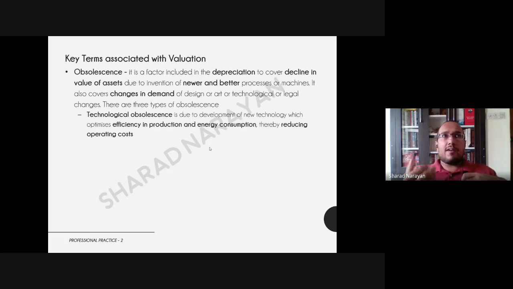If you are going to have newer technology, which still increases your operating costs because of whatever duplication that occurs, then technological obsolescence is not entirely applicable over there. Okay. So operating costs basically, it is talking about anything that reduces your capital outlay for the purpose of conducting activities.